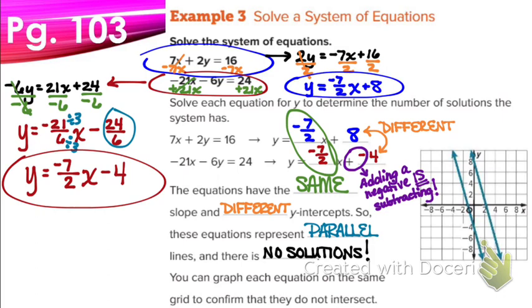What about if they had the same slope and the same y-intercept? What would it look like then? Line on top of itself, which would be infinitely many solutions.